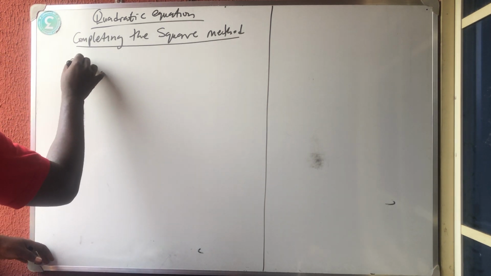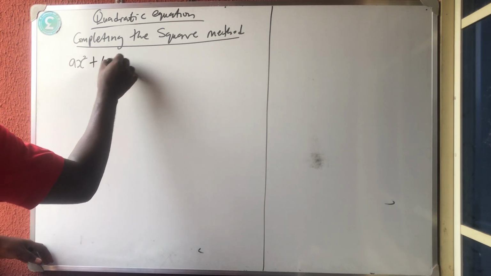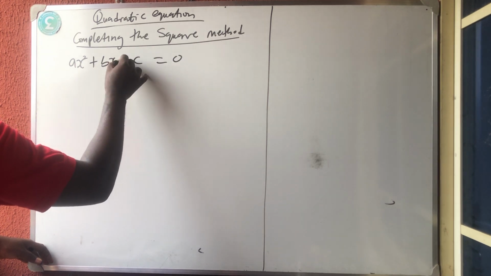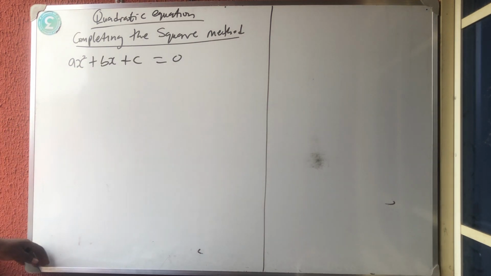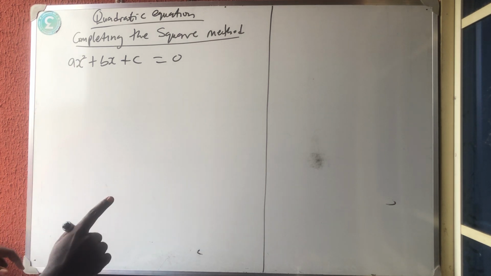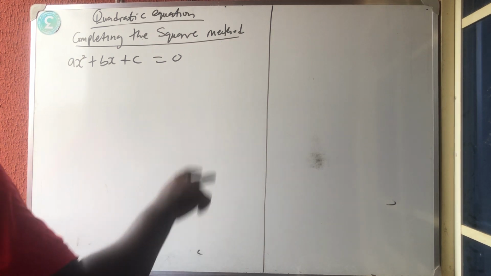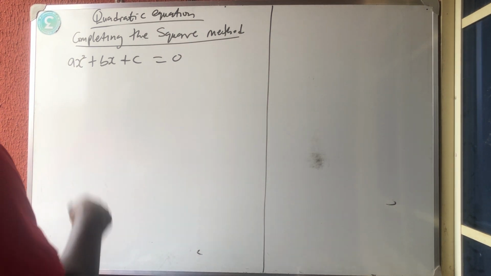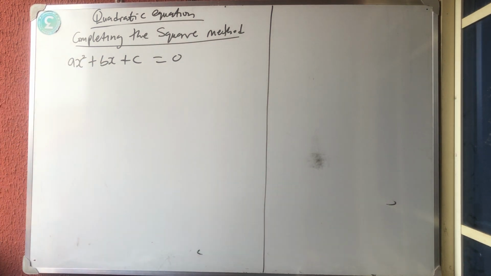So I have ax² + bx + c = 0. Let us now derive the quadratic formula using this completing the square. Please don't forget what completing the square is. Find half of the coefficient of x, square it, and add it to both sides. So that is what we are going to do here.